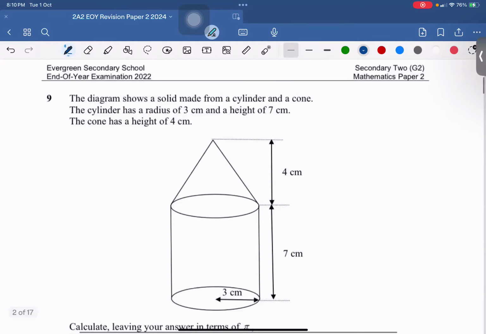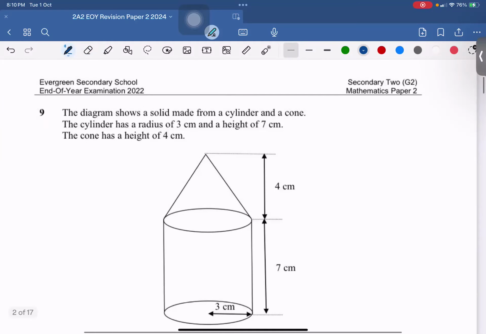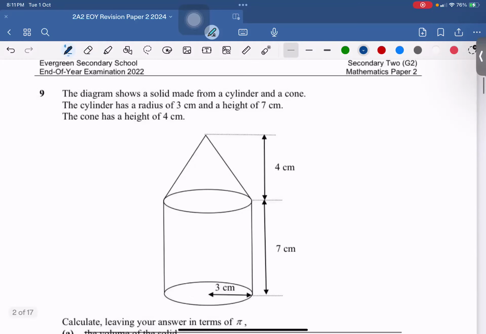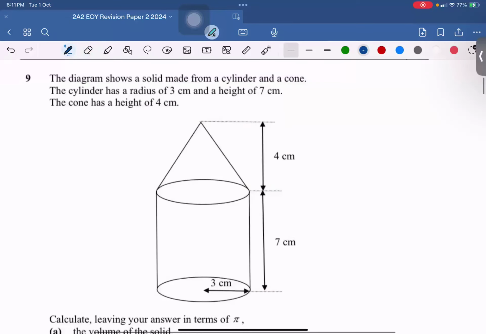All right, so in this case, let's say I'm doing this. This one is 2022 paper 2. The diagram shows a solid made from a cylinder. Now notice the formulas for the cone is given. Formulas for a sphere is given, but formula for cylinder is not given. So before I even begin, let me go through the basics of formulas for the cylinder.